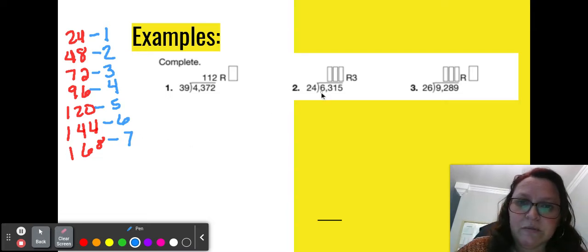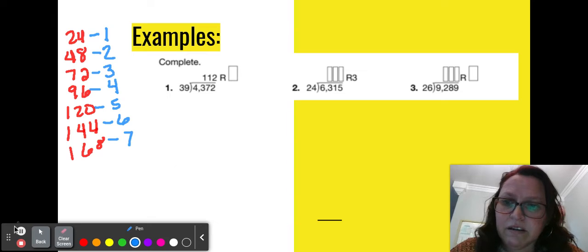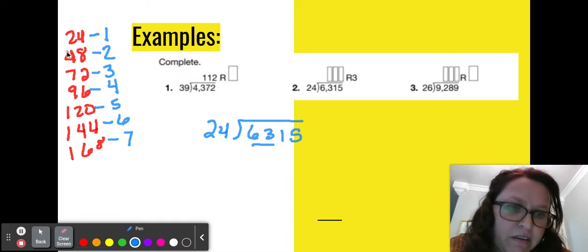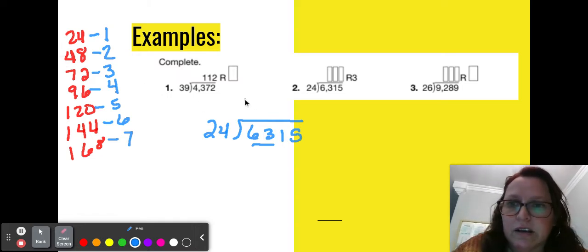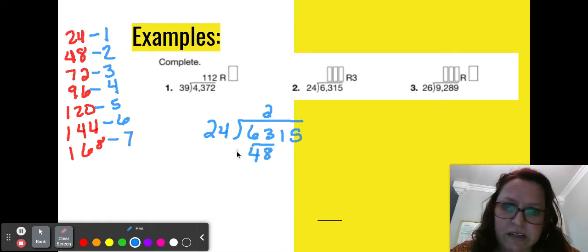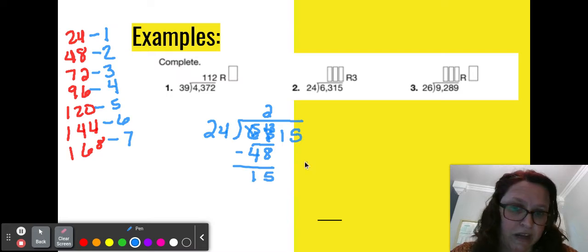So now, let's see. I'm looking at 63. Let me write it right here. Okay, so I'm looking at my 63 first. The number smaller than 63 is 48. So 48 is 2. So I'm going to put 2 up here. 2 times 24 is 48. So now I've got to subtract. 13, I've got to borrow, and 5. 13 minus 8 is 5. 5 minus 4 is 1. Now I've got to bring down my 1.